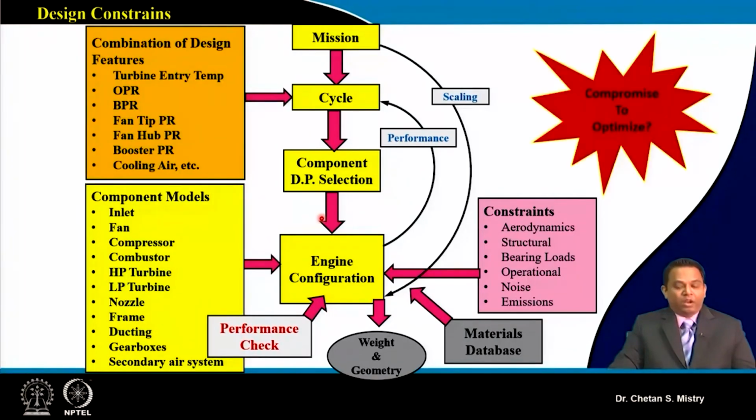Okay. Now the question will come whether we need to compromise for the optimization. It may happen that somewhere I am putting some constraints in terms of overall pressure ratio. That will give me some restriction in terms of size. But at the same time, it may not give the specific fuel consumption, the efficiency, or the propulsive efficiency we are expecting. So somewhere or some other way we need to compromise at some point.